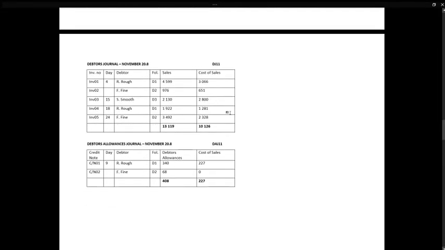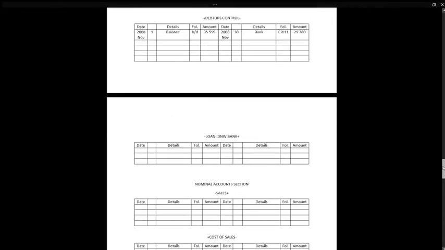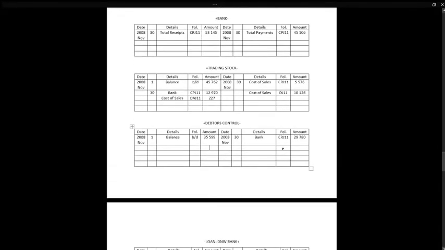Okay, debtors journal. So I sold more stuff on credit, so my debtors control will increase with 13,119 Rand. Let's go and put that into my debtors control. 13,119 Rand. I got this from my debtors journal 11. My details will be sales, and this is a total of a column therefore 30th.